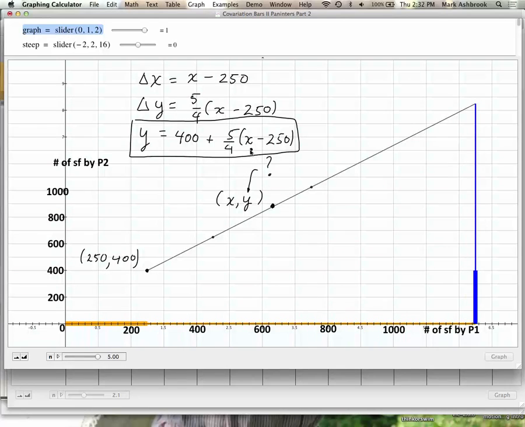We know where everything came from, right? X minus 250 was? Change in x. Corresponding change in y. 5/4 times x minus 250. And then to get that new value of y, we take 400 plus that change in y. Okay?